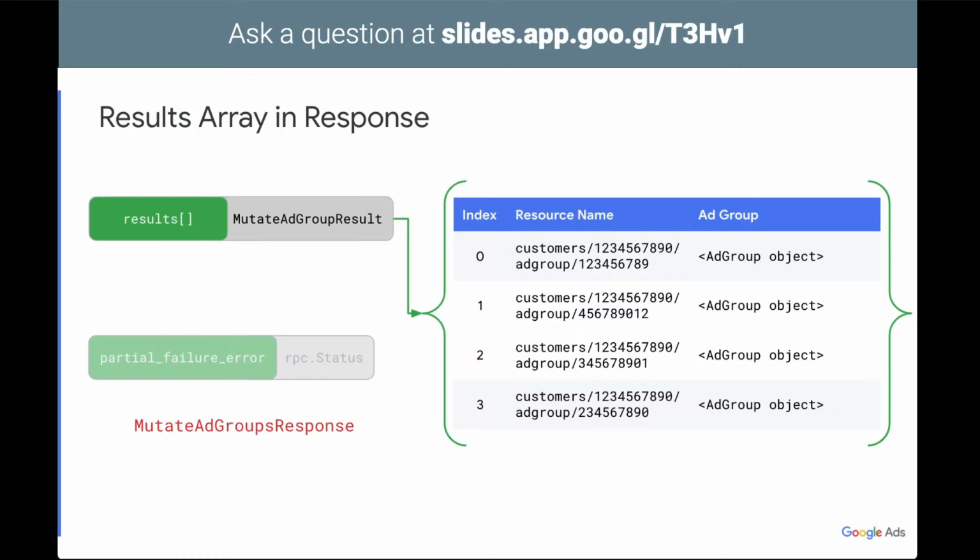Note that the add group field in this example would only be populated if you set the response content type in the request. Otherwise, only the resource name would be populated.